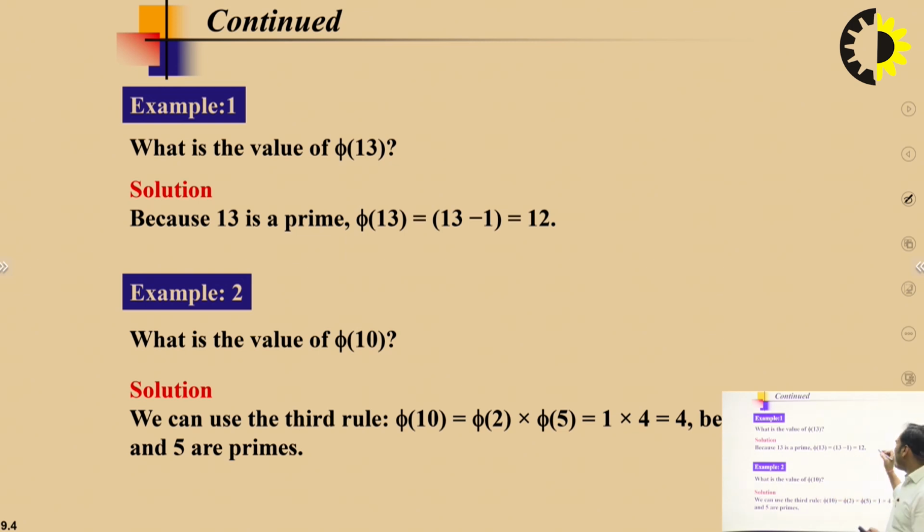So by using the formula phi p equals p minus 1, this is the formula. By using this formula, you can solve the value of phi 13, where 13 is the prime number.